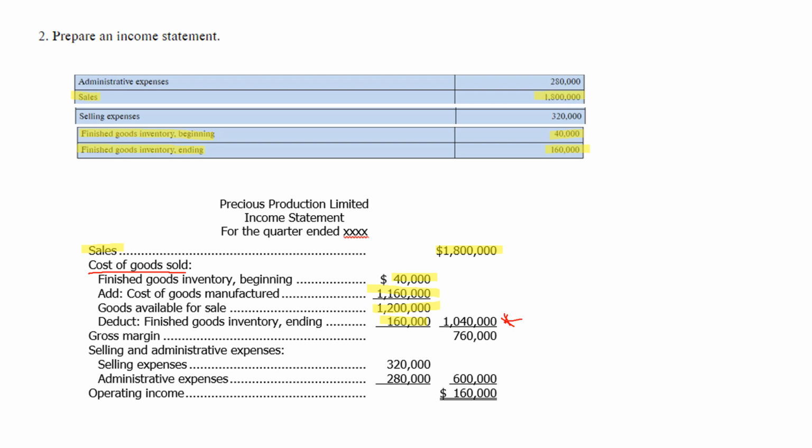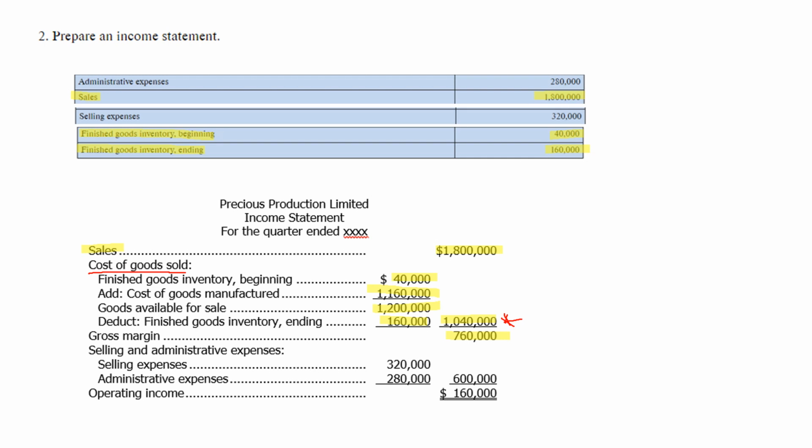$1,040,000. So to get our gross margin, so our sales of 1.8 million and our cost of goods sold of 1,040,000, our total gross margin is 760,000. So that's how much money we made just off selling our products, just looking at the product costs. So now we have to add in our period costs, as you can see below.